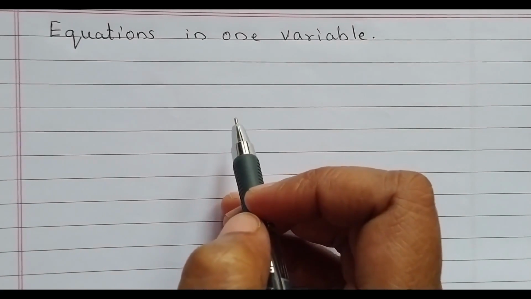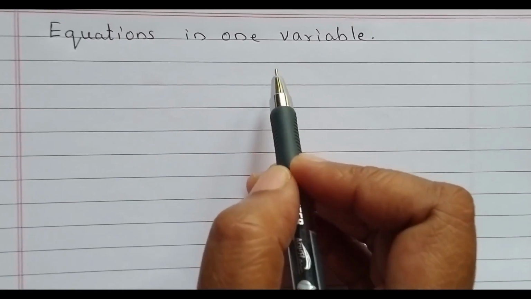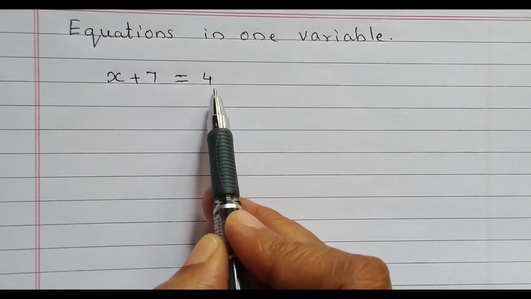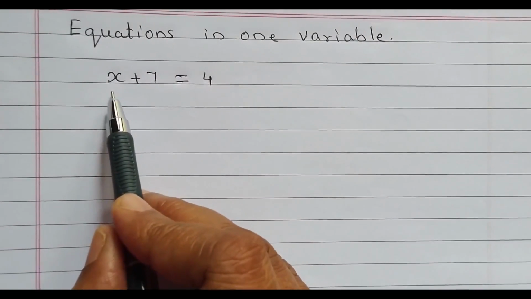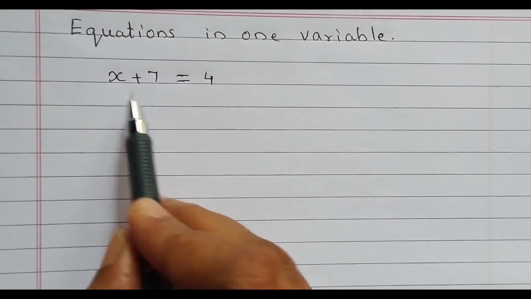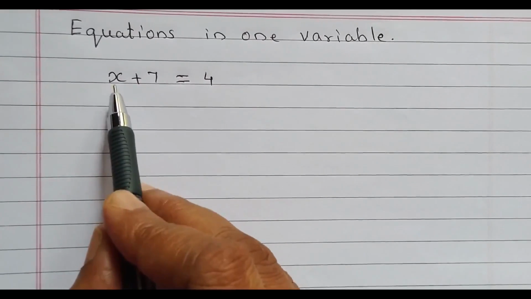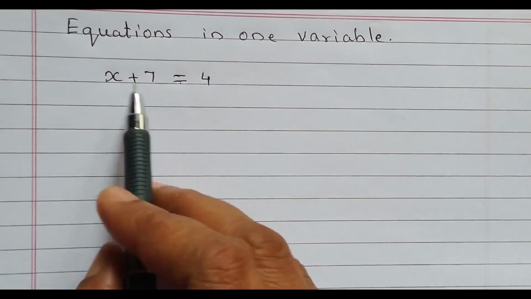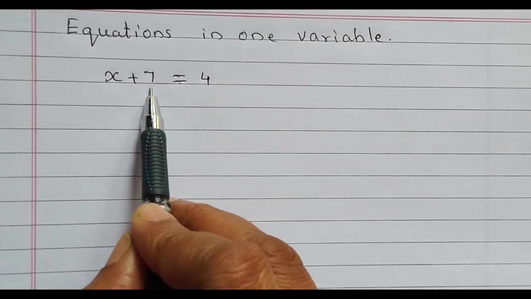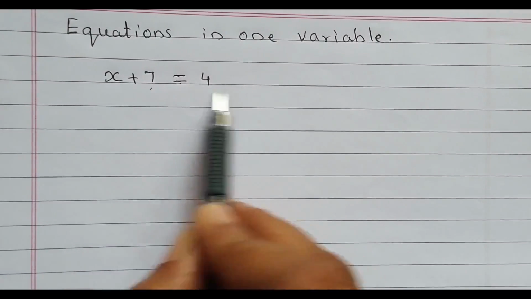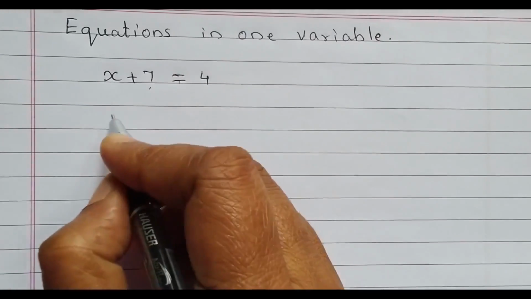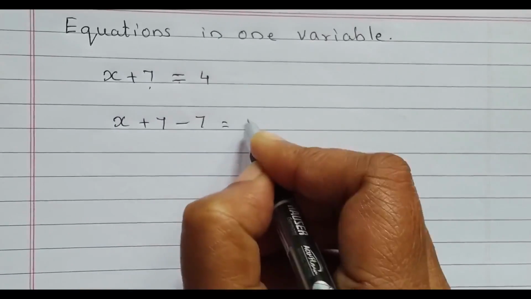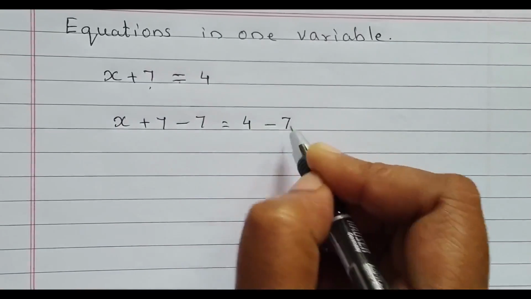Now today let us learn about equations in one variable. For example, x plus 7 is equal to 4 is an equation in the variable x. When you are solving an equation, your aim is to find the value of this variable. Now how will you solve this equation? Here you have plus 7. So what do we do? We subtract 7 from both the sides. So you will have x plus 7 minus 7 is equal to 4 minus 7.